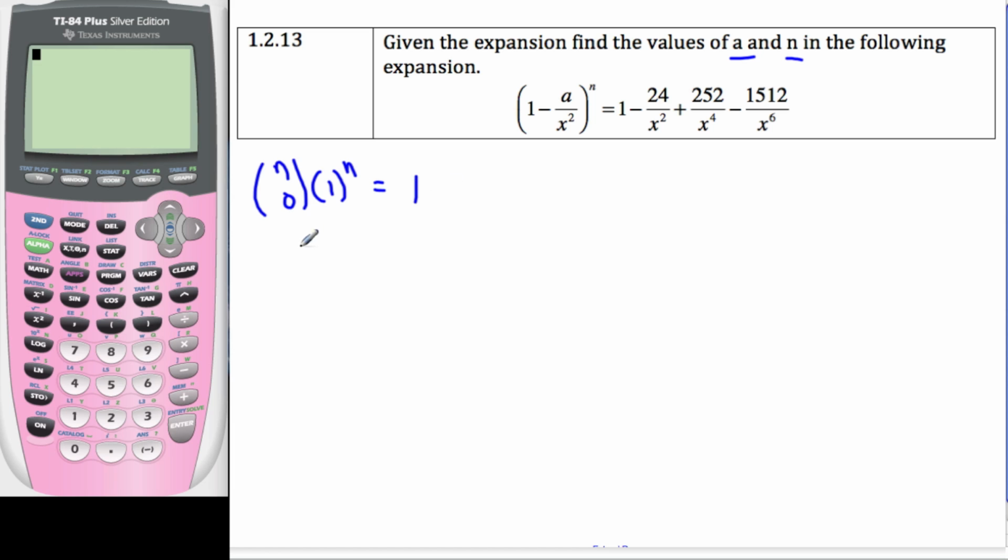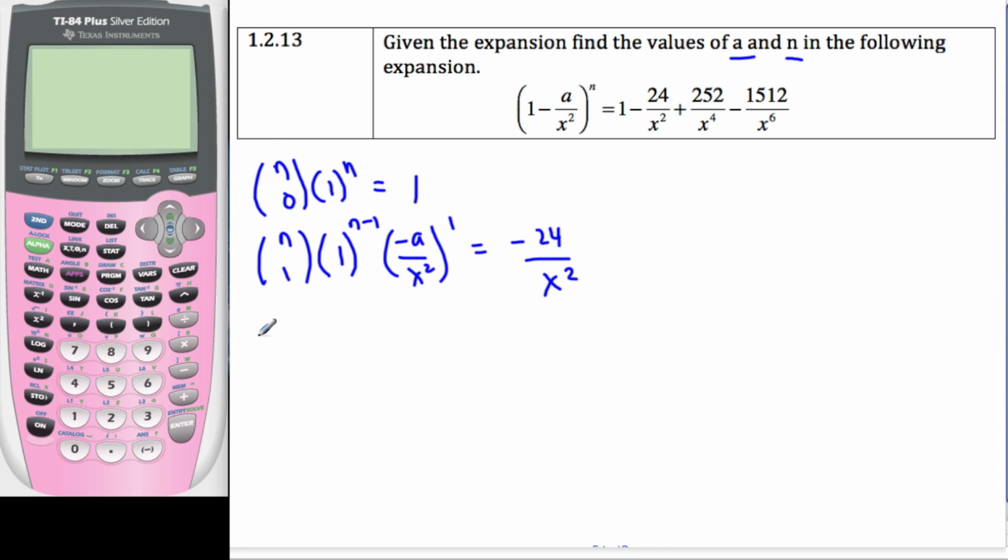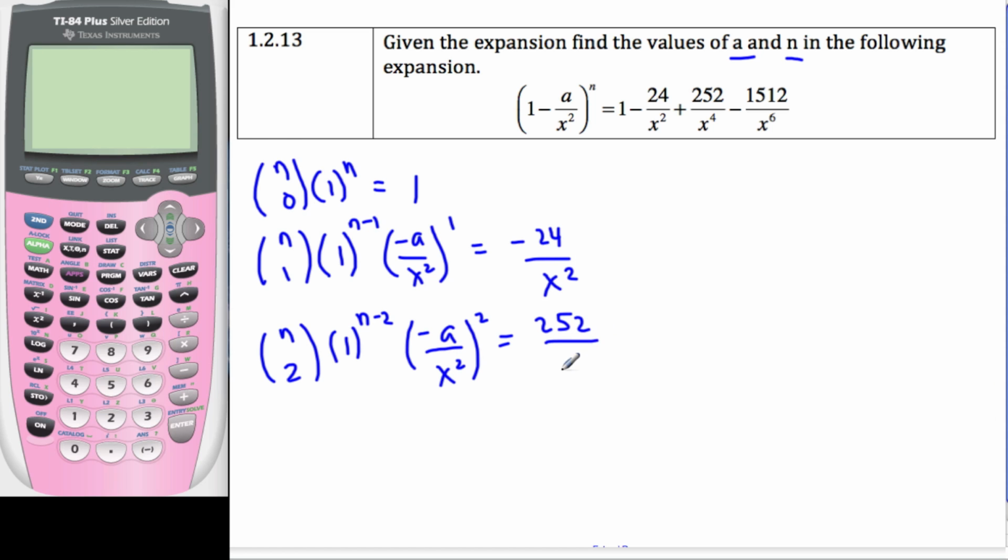will be 1. And we also know that n choose 1, 1 to the n minus 1, and negative a over x squared to the 1 will equal negative 24 over x squared. And n choose 2, 1 to the n minus 2, negative a over x squared all squared, should be 252 over x to the fourth.